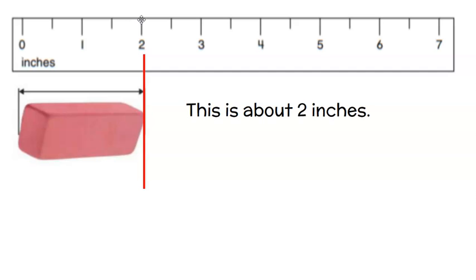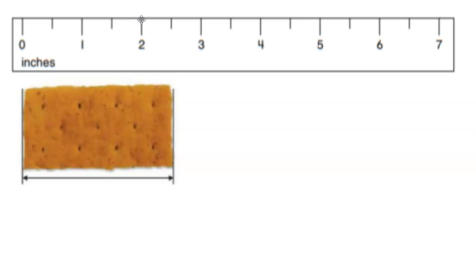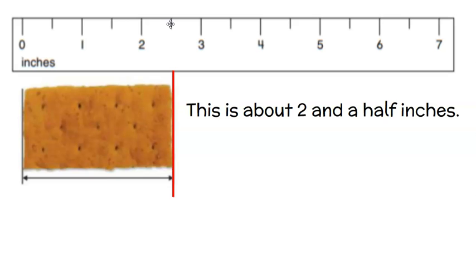Nice work. Now this graham cracker, when we line it up to a ruler, it lands about here. So that's in between the 2 and the 3. It's about halfway in between. It's bigger than the 2, but smaller than the 3. So the whole number is going to be 2, but what is the fraction going to be? It's going to be half. So this graham cracker is about 2.5 inches.